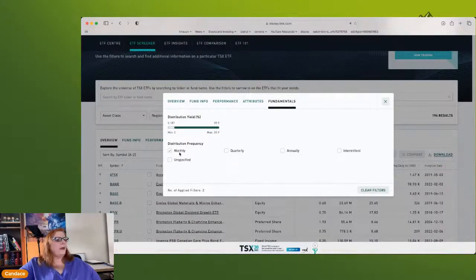We already had monthly in. So interestingly enough, if we didn't have monthly in, we would have had 206. So getting rid of all of the non-monthly ETFs, it takes us down to 194, which is great.